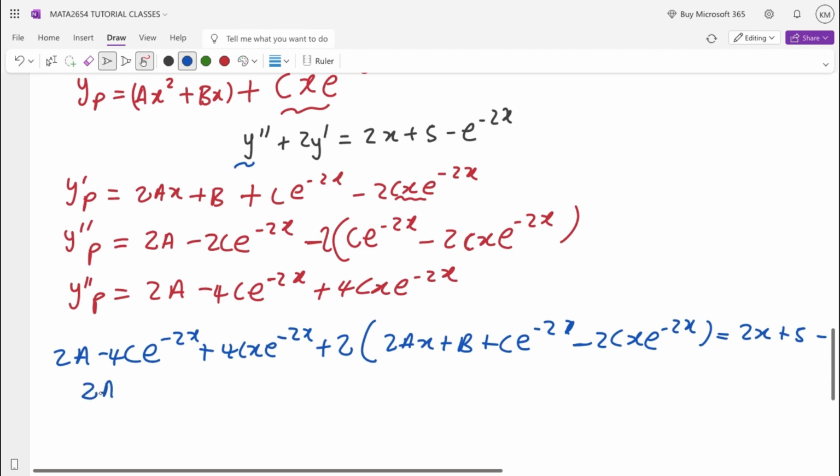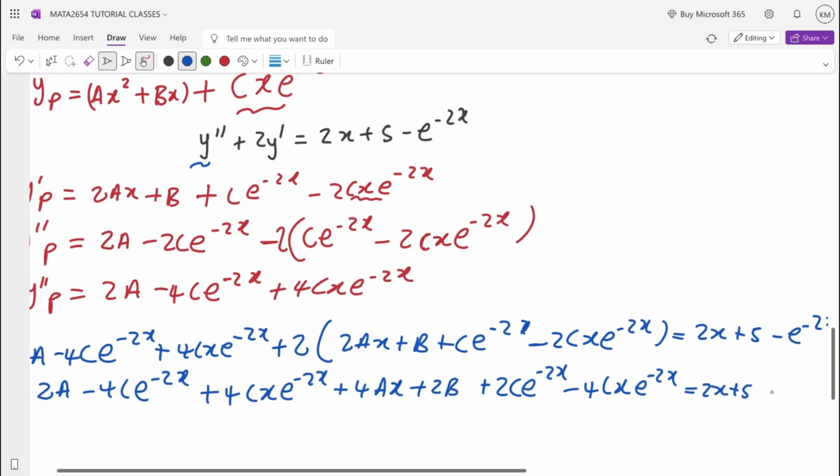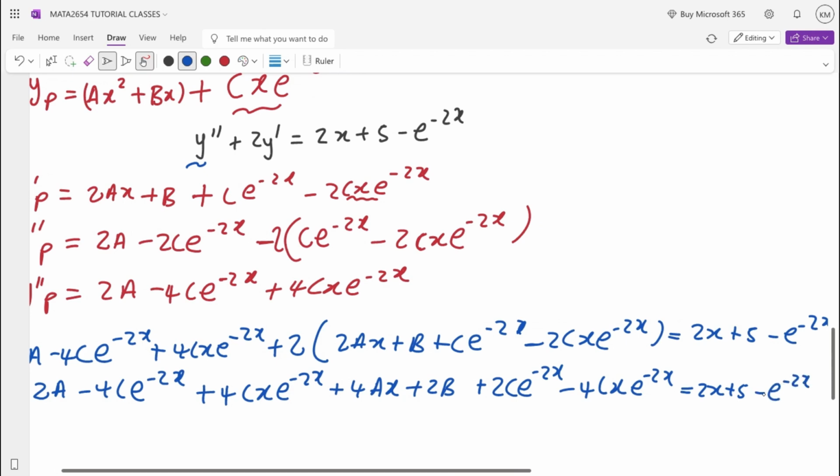This is indeed a simple problem. So we have 2a minus 4c e to the minus 2x. I'll deal away first with the brackets, then plus 4cx e to the minus 2x. Then if you distribute this in there, we're gonna have plus 4ax, then plus 2b, plus 2c e to the minus 2x, then minus 4cx e to the minus 2x, just like that. So this indeed has to be equal to 2x plus 5, then minus e to the minus 2x.